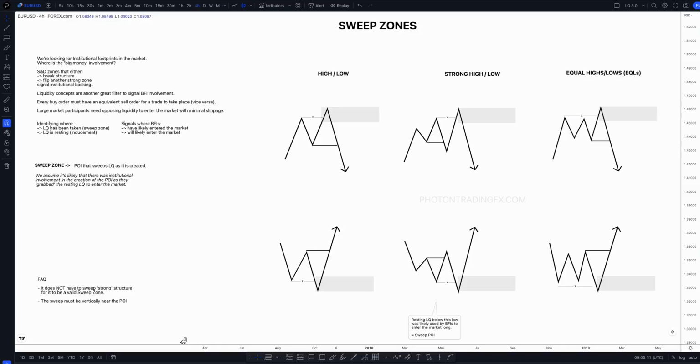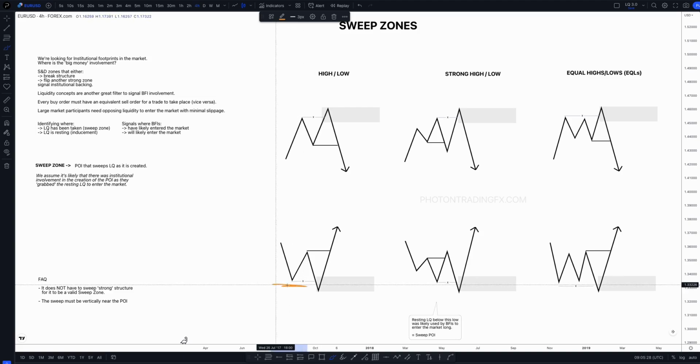So, a 20-second recap on what a sweep zone is. It's essentially another filter that we are using that potentially indicates that a supply or demand zone was created by institutional involvement, big money involvement, because the theory is that they've likely used the available sell side liquidity below that low to enter their long positions that then leads to that break of structure, or likewise using the buy side liquidity above those highs to use as liquidity to enter their short positions to enter the market.